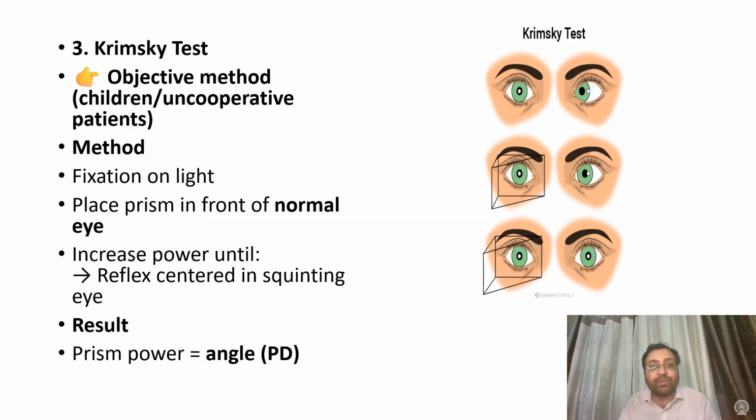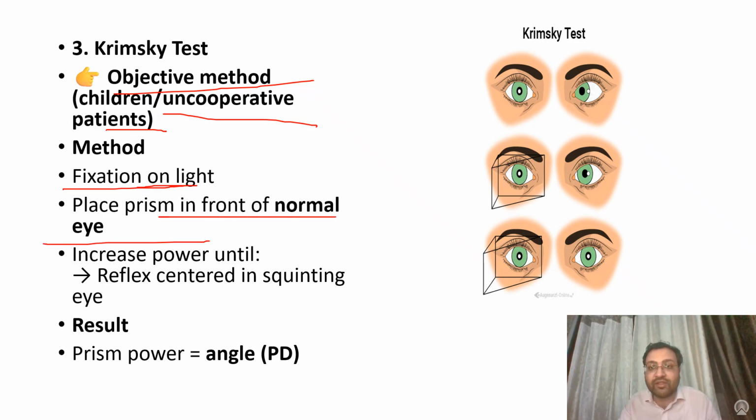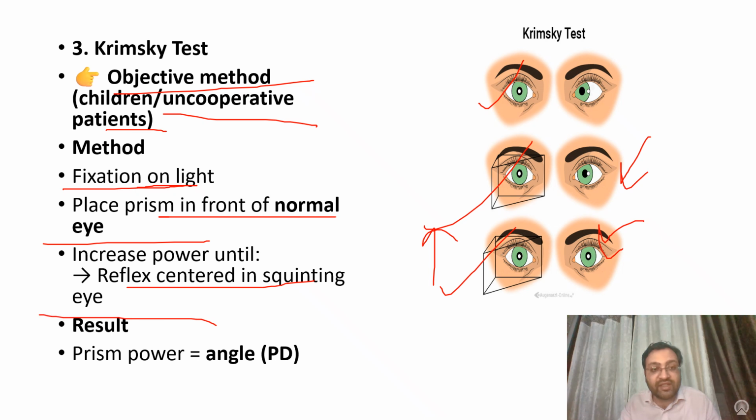It is an objective method. It is used in children and uncooperative patients. How do we do it? The patient is asked to fixate on a light and we place the prism in front of the normal eye. You can see this is the normal eye. We have placed the prism in front of the normal eye and we start increasing the power of the prism until, in the opposite eye, the reflex is centered in the squinting eye.